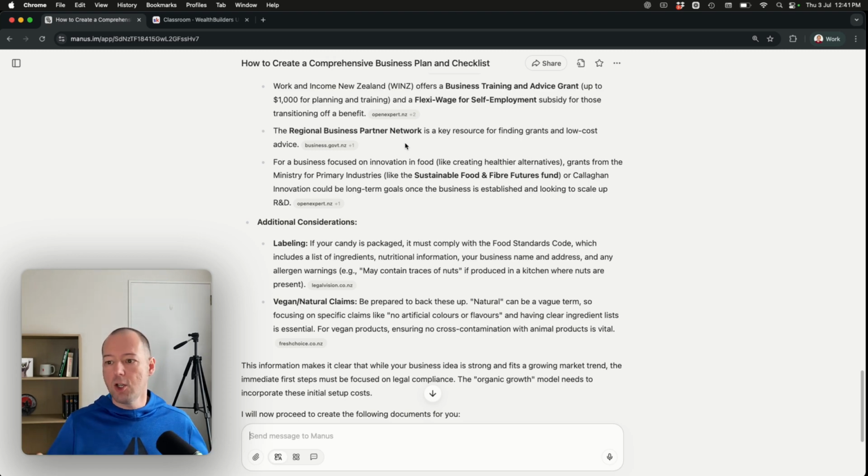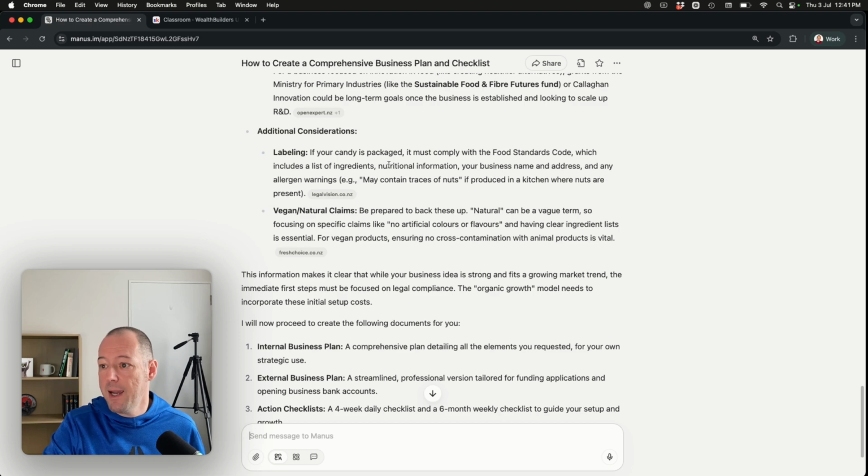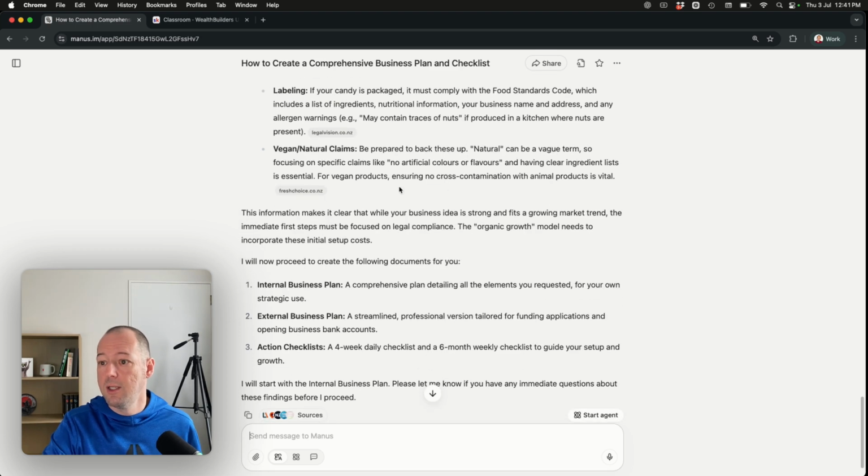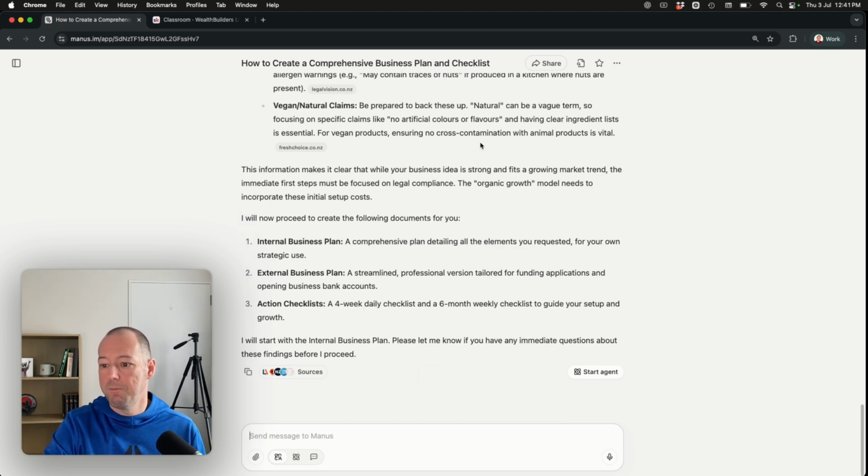So you see, this is not just about building a business plan. This is like setting up our business with that business plan. Really loving it. Labeling: if you use a package, it must comply with the food standards code and vegan and natural claims. So you need to also be specific about this here.